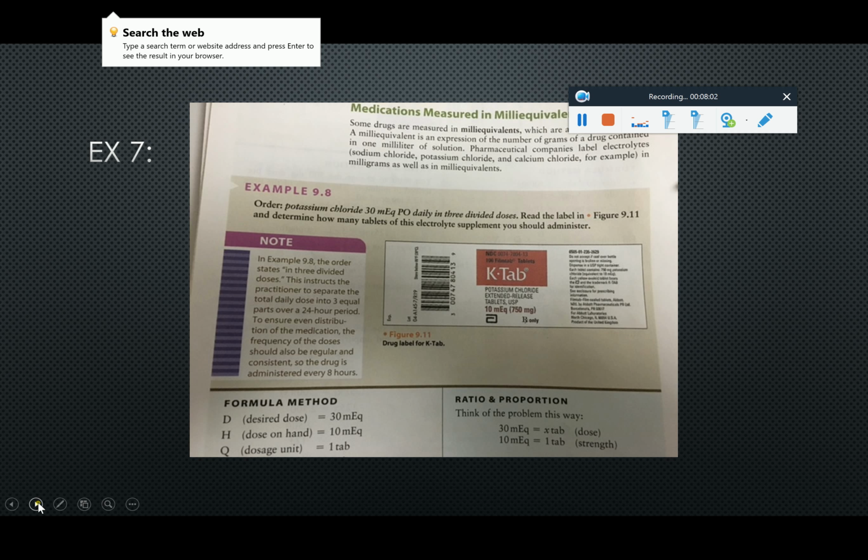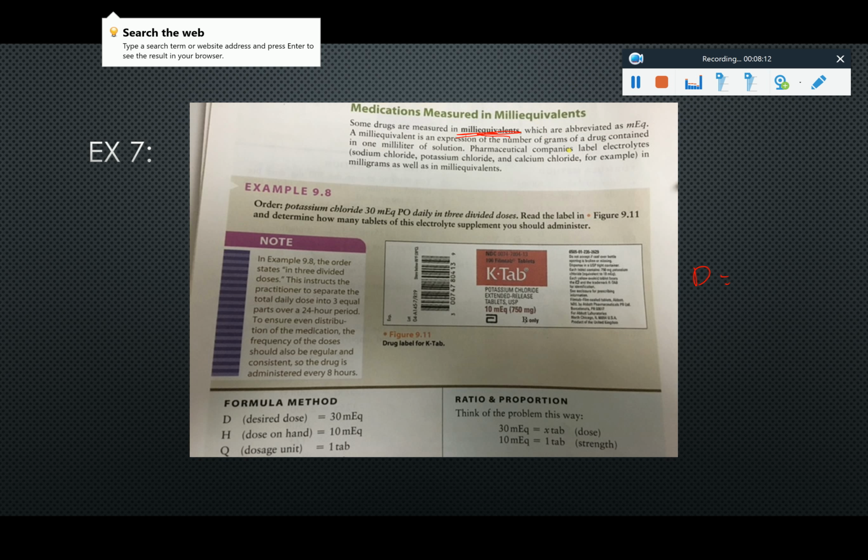You're just picking out. This one, your desired dose is milliequivalent. And here's the definition of what a milliequivalent is right here in your book. It's an expression of the number of grams of a drug contained in 1 milliliter of solution. So your desired dose will be 30 milliequivalents. Dosage you have on hand is 10 milliequivalent.